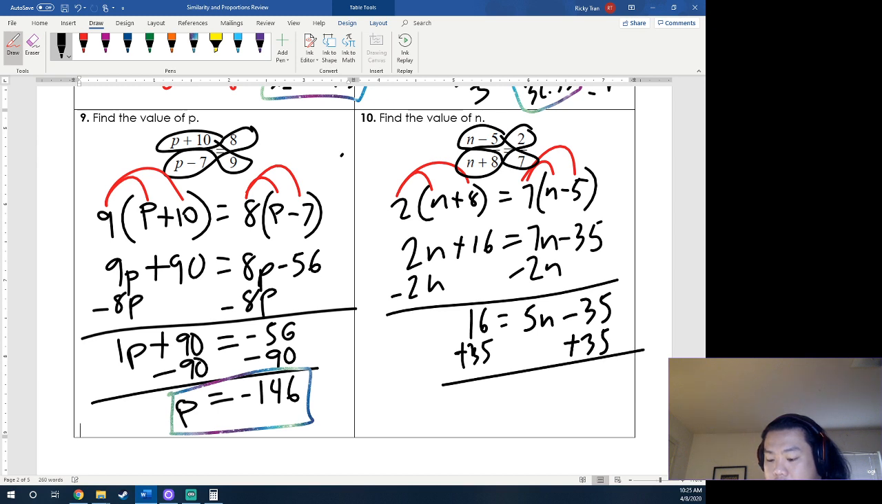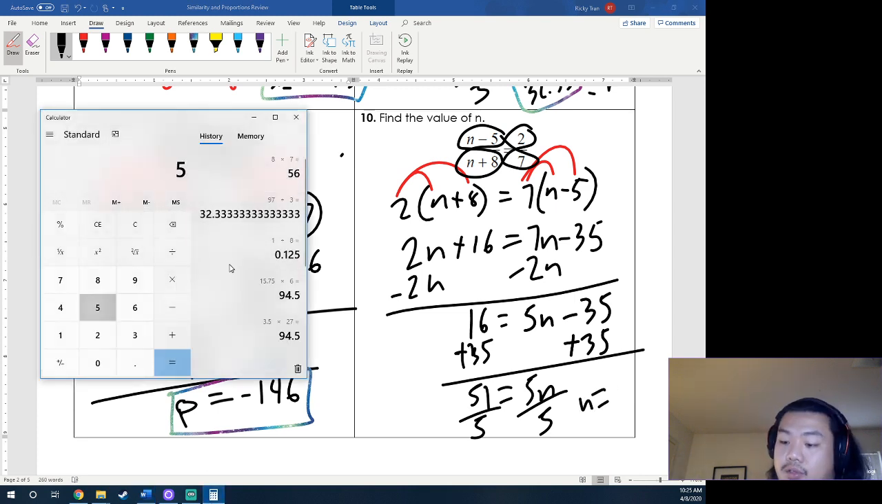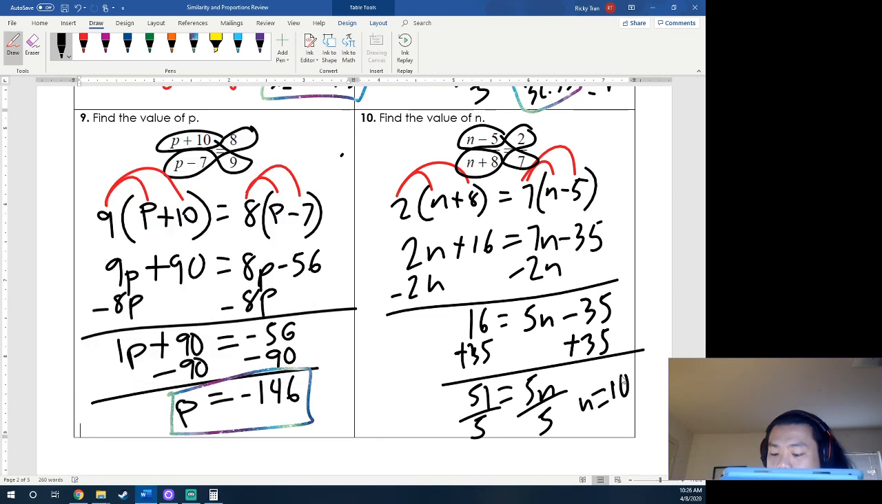We have 51 is equal to 5n, divided by 5. So n is going to be equal to, it's not going to be a super nice number, but it's not going to be too bad. 10.2. There's your answer. All right. 10 questions down. It's 10:26.